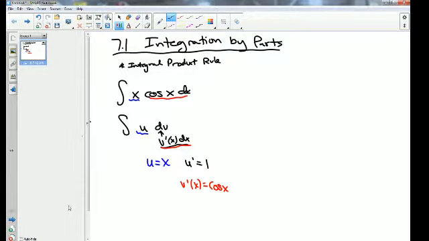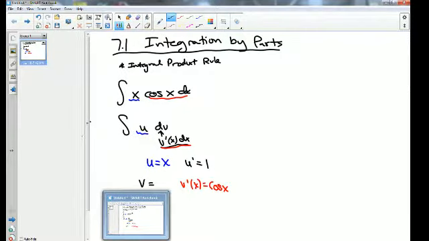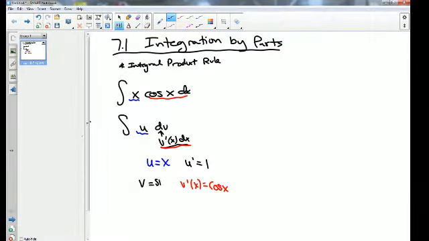All right, so differentiate u, right? Now that's good because differentiating x gives one, which is easy. Then anti-differentiate to get v. What's the integral of cosine? Sine, right? Okay, you've set your problem up already.